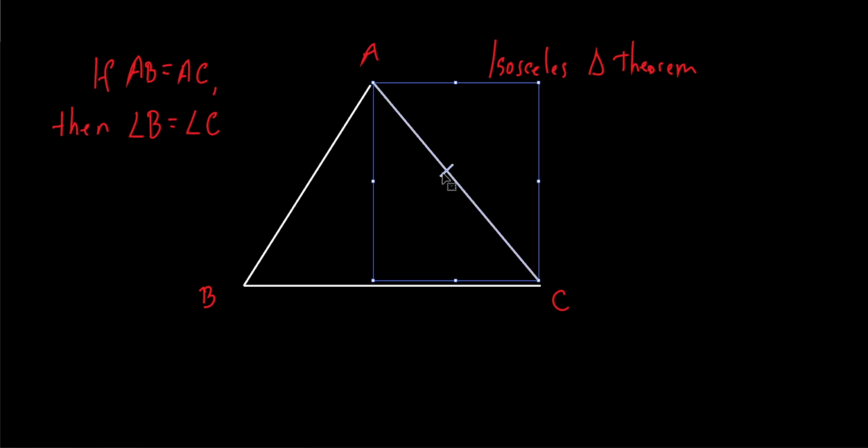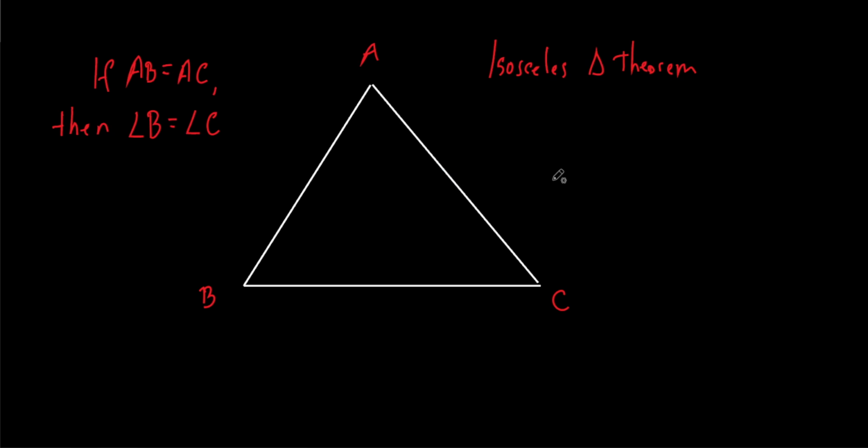Let's just get rid of this little tick mark right here. Now, here's the second part of this, and we'll basically be done. What if I told you that angle B was equal to angle C? That's different than this, isn't it? Because what did I tell you over here? That the two sides were equal, right? I didn't tell you the sides were equal here. I told you the two angles are equal.